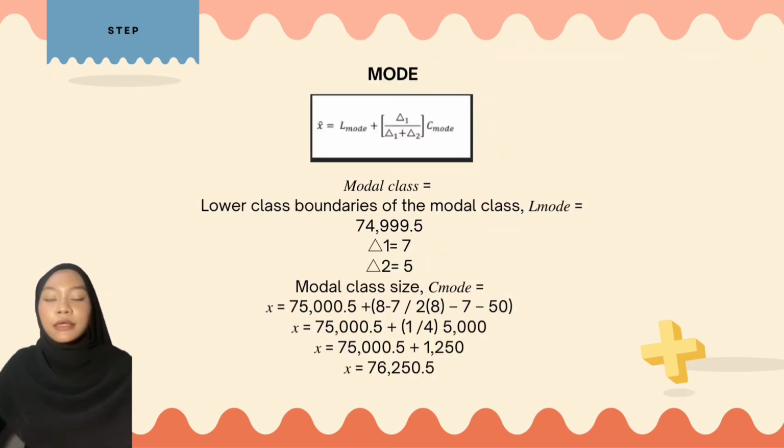For the mode calculation, the mode is derived from the most frequent class range using the formula lower boundary plus frequency difference between the modal class and previous class divided by sum of frequency differences, times class size. Our mode of 76,250.5 passengers highlights areas with the highest ridership frequency, reaffirming the consistency of users.